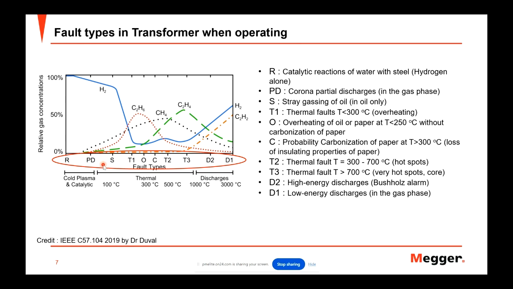Same as the other fault types here, such as S is straight gassing of the oil, T1 is thermal fault where the temperature is less than 300 degrees, O is overheating of the oil or paper at temperature less than 250 degrees, C is probability of the carbonization of paper, T2 is thermal fault 300 degrees to 700 degrees, and T3 is above 700 degrees Celsius. D2 is high energy discharge. D1 is the low energy discharge.